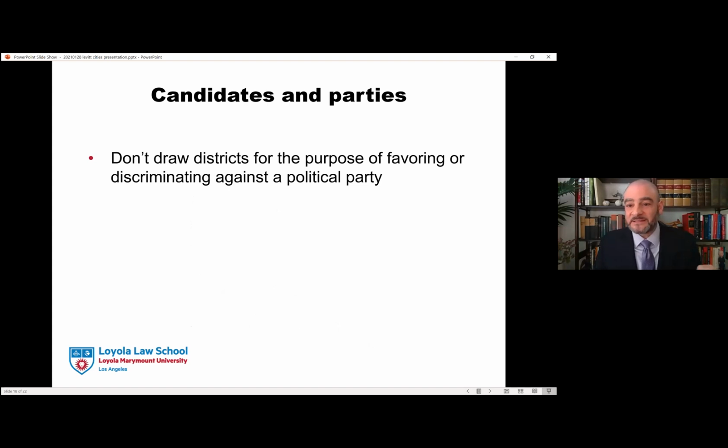The last rule, and this is going to be easier for many of you because of California's nonpartisan local elections, don't draw districts for the purpose of favoring or discriminating against a political party. That's something that California asks across the board. That also means that if there are nonpartisan elections, formally nonpartisan elections, but your candidates happen to be endorsed by members of various political parties, don't set out to draw districts in order to favor some or disfavor others. That's against the law as well.